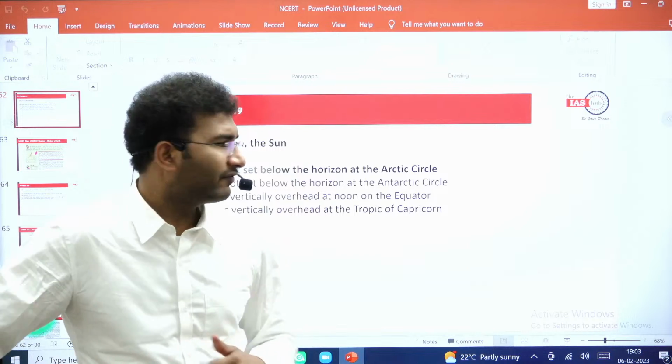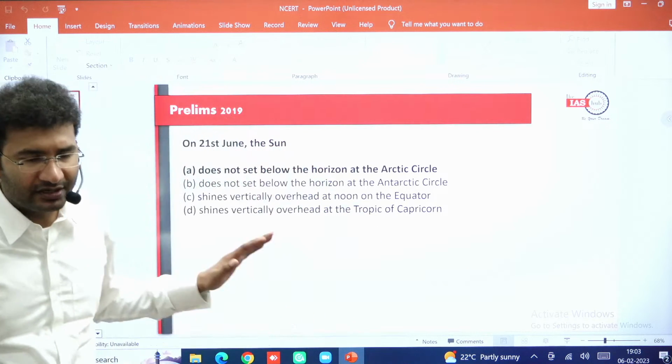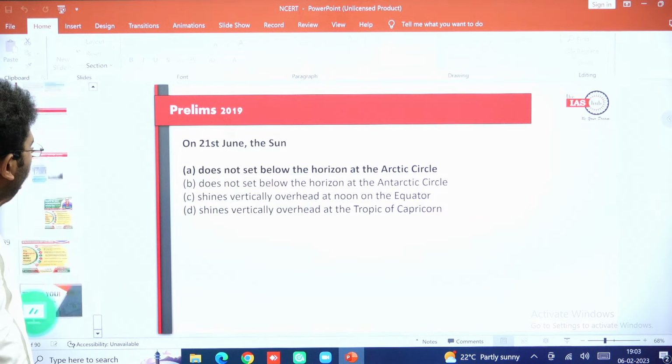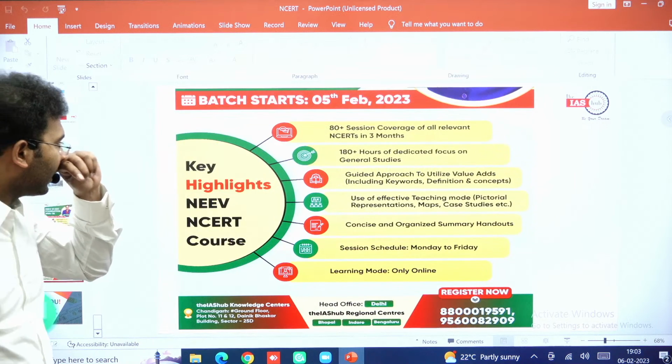I hope I have given you a complete glimpse of this particular subject called geography. And you need to have a clear-cut domain also, कहाँ पे क्या पढ़ना चाहिए, क्या नहीं पढ़ना चाहिए.